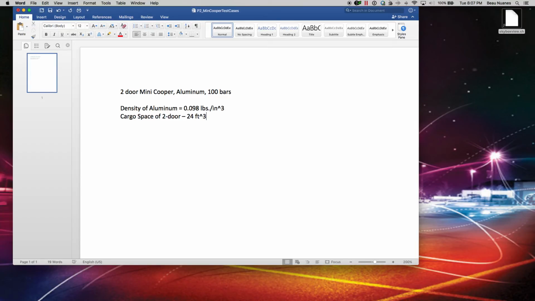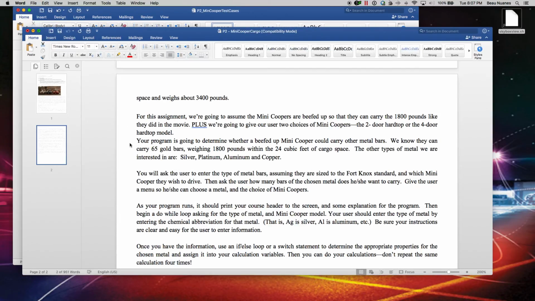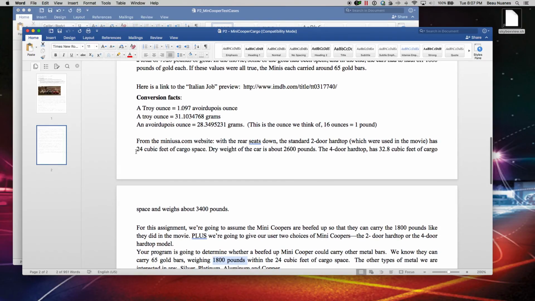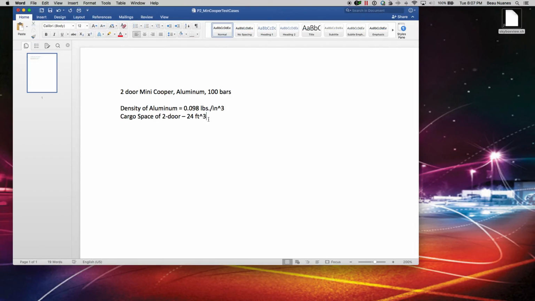So here, Mini Cooper, 24 cubic feet of cargo space right there. If you're doing the 4-door, it has 32.8 cubic feet. So keep that in mind when you're doing the other calculations here.